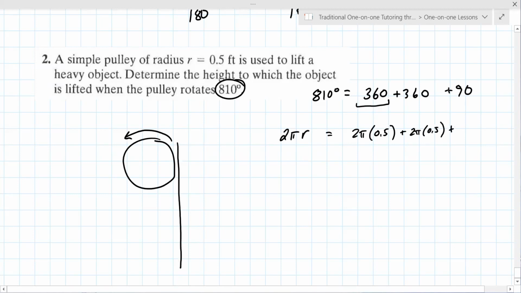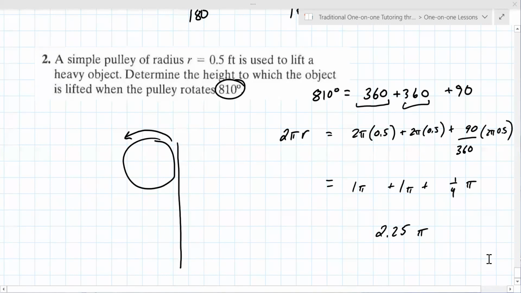But 90 is not all the way around. 90 is a quarter turn. It's 90 over 360 times this 2 pi times 0.5. So it's 1 pi plus 1 pi plus this again is 1 pi, but it's multiplied by a fourth. So it's 2.25 pi. Similarly, you could get a problem with a tire rotating. It'd be kind of the same here.